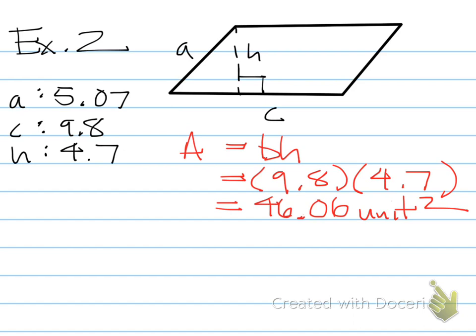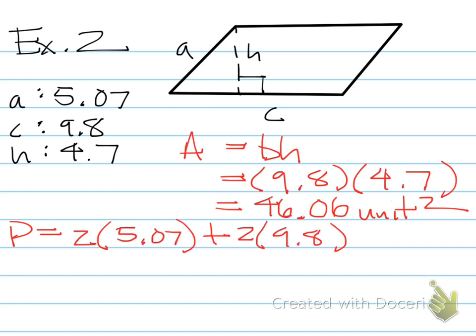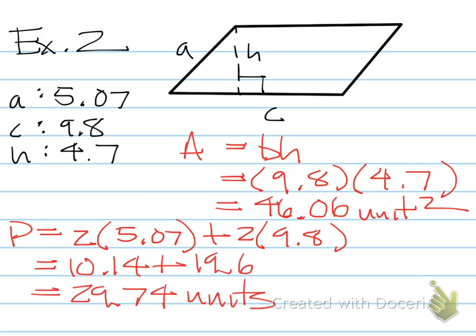And then the perimeter is the sum of all the sides. For all parallelograms, the opposite sides are congruent, so there are 2 sides that are 5.07 units, and there are 2 sides that are 9.8 units. So 2 times 5.07, the lateral sides, and then 2 times 9.8, the 2 bases. So that gives us a perimeter of 29.74 units.